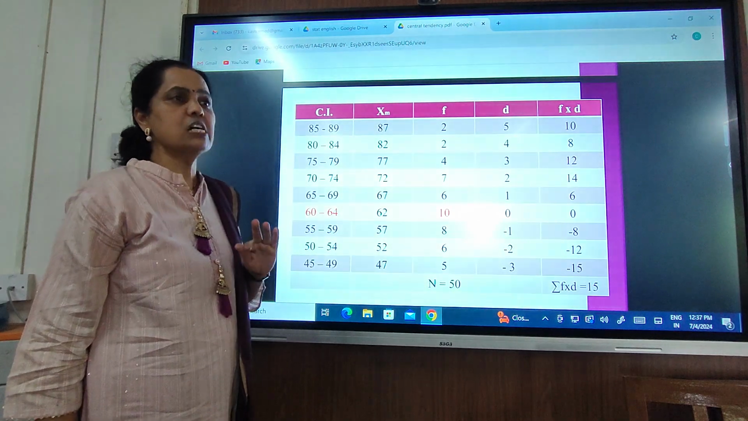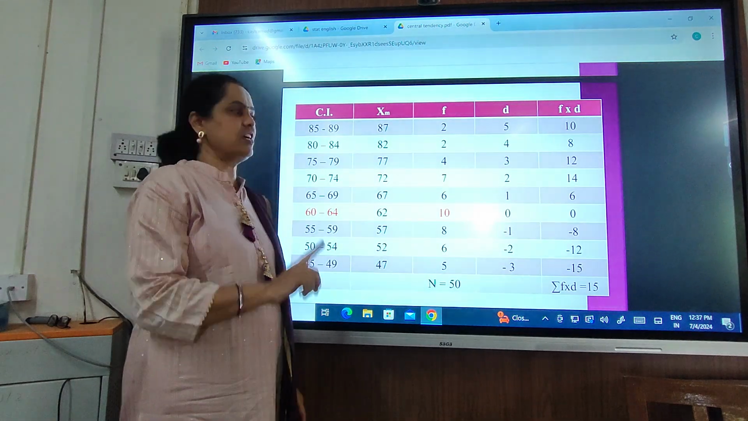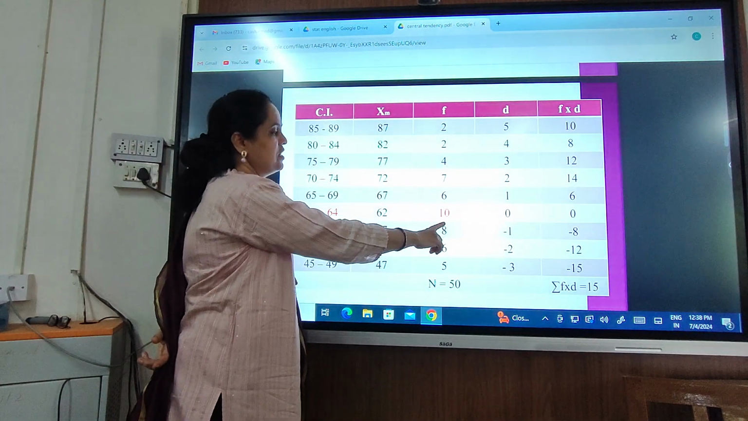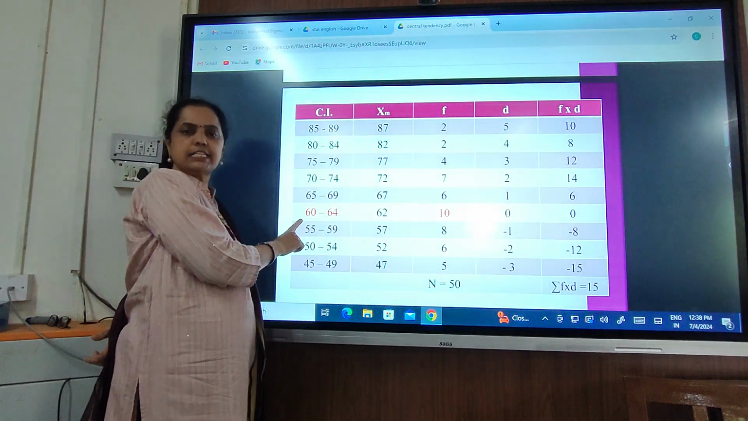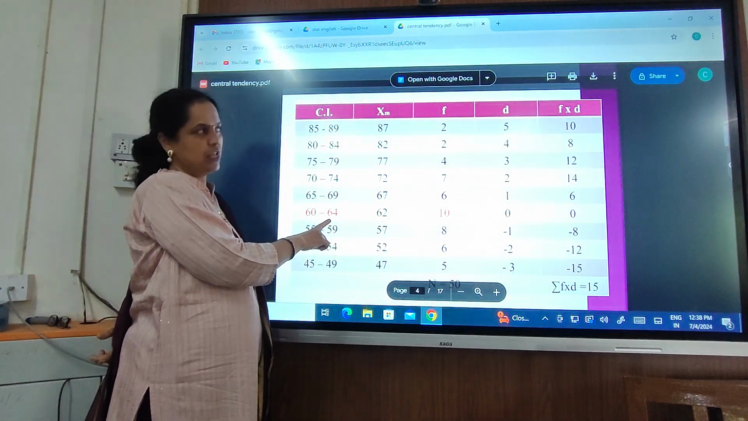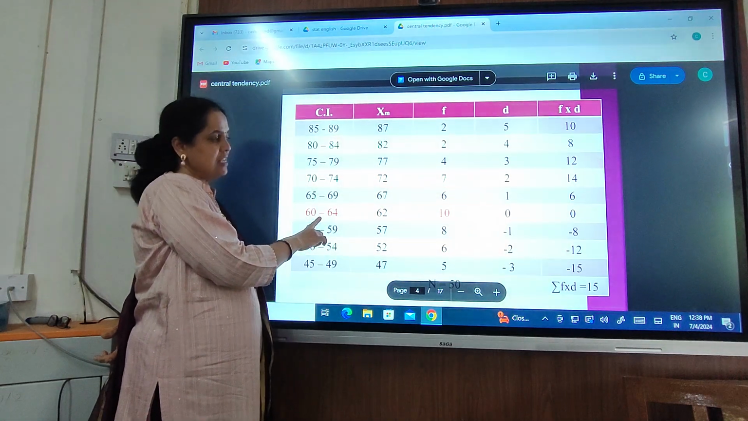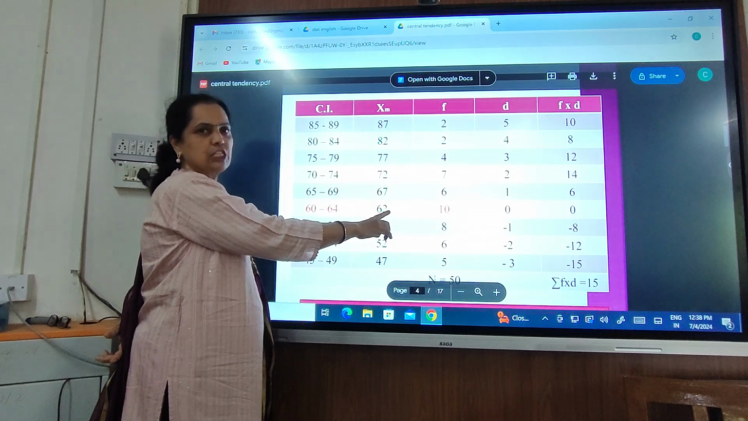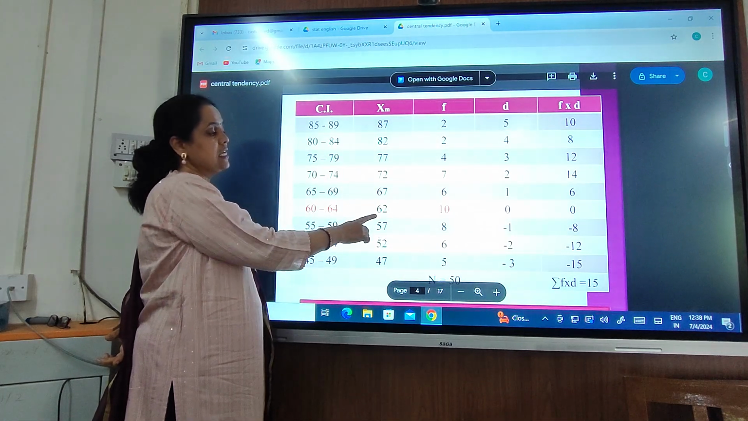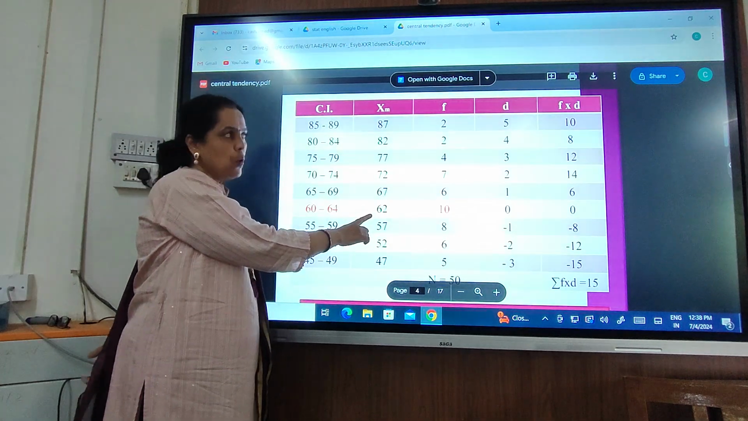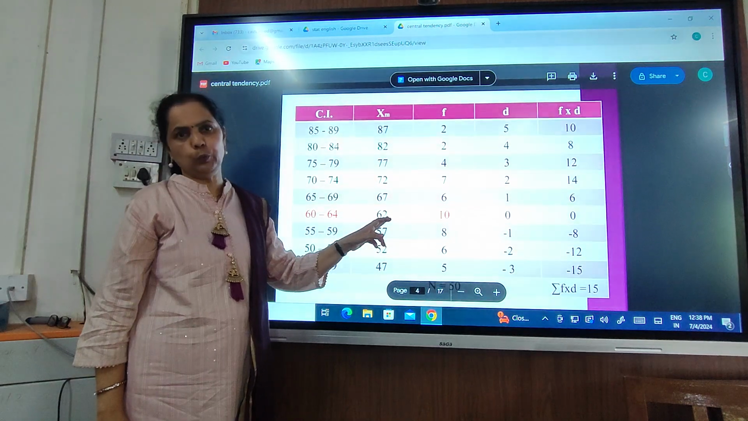For that we have to consider the class which has the highest frequency. See here, the highest frequency is 10, and the class for that highest frequency is 60 to 64. So we have to consider the middle point of this class as Xm, the assumed mean, and the middle point of this class 60 to 64 is 62. So the assumed mean for this given data is 62.